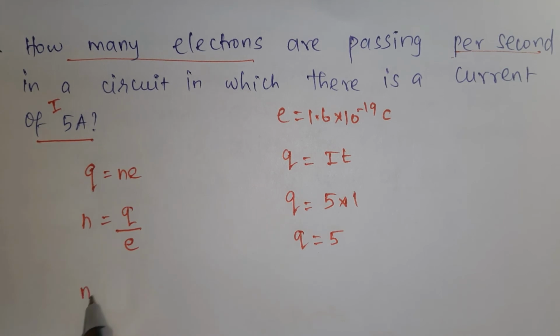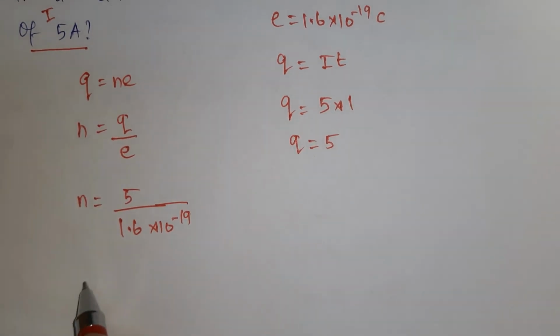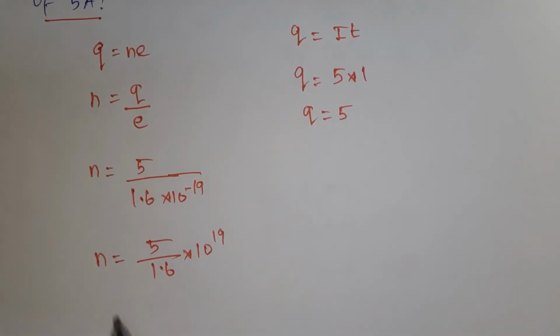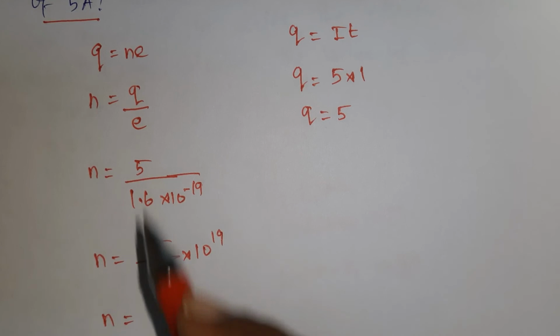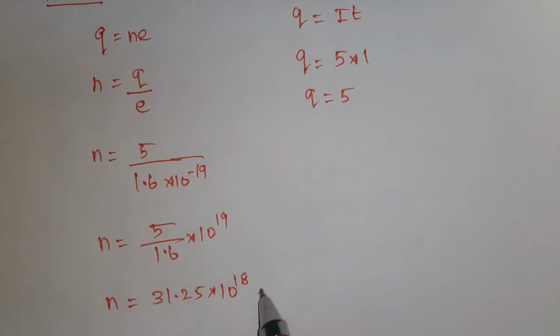So N is equal to Q value 5, divided by e value 1.6 into 10 power minus 19. The 10 power minus 19 will go to the numerator. N is equal to 5 by 1.6 into 10 power plus 19. If you simplify this, the number of electrons to produce a 5 ampere current in the circuit will be 31.25 into 10 power 18 electrons.